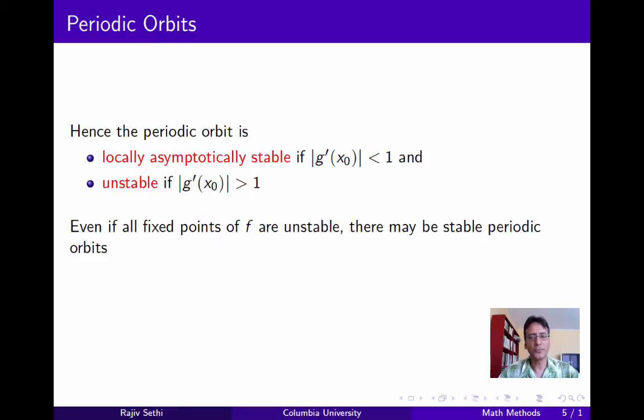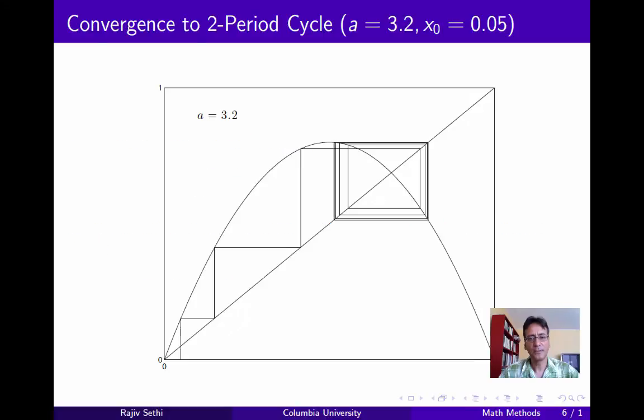Now, even if all the fixed points of our original dynamical system are unstable, there may be stable periodic orbits. Here's an example using the logistic map with parameter a equals 3.2. If you look at the graph of this map, it has an inverse U-shape. And if you look at the intersections of this with the 45-degree line, you see the two fixed points shown here in red. Now you can verify that both these points are unstable.